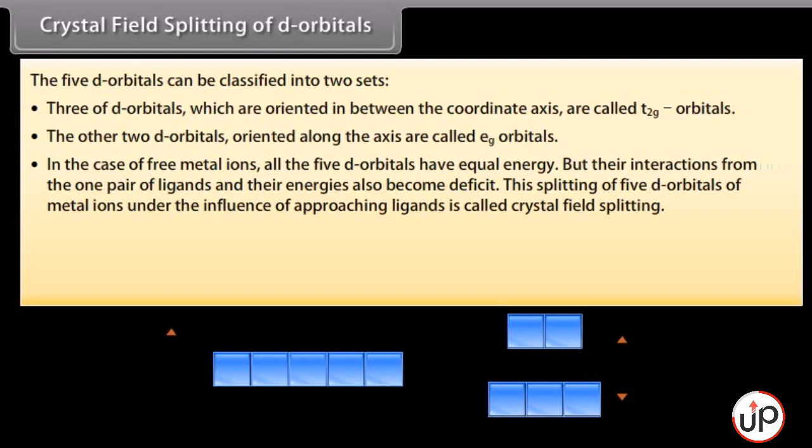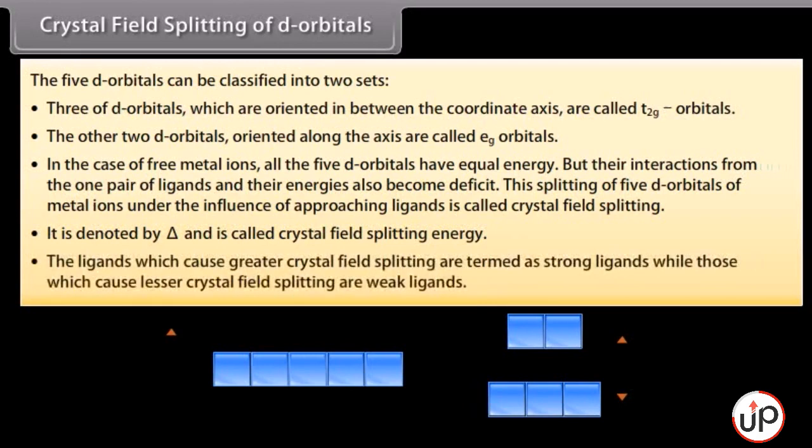This splitting of 5 d orbitals of metal ions under the influence of approaching ligands is called crystal field splitting. It is denoted by delta and is called crystal field splitting energy. The ligands which cause greater crystal field splitting are termed as strong ligands, while those which cause lesser crystal field splitting are weak ligands.